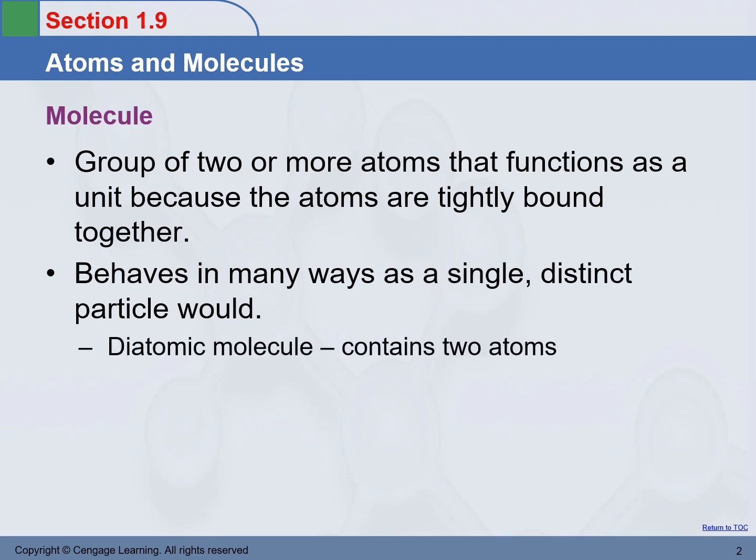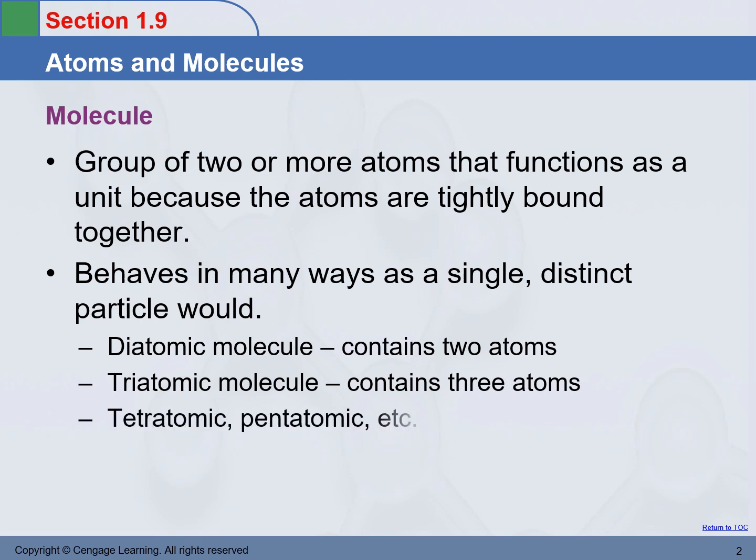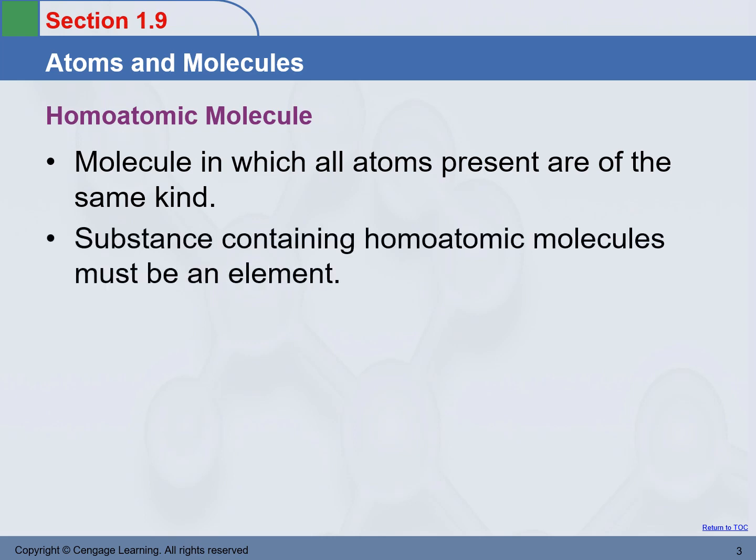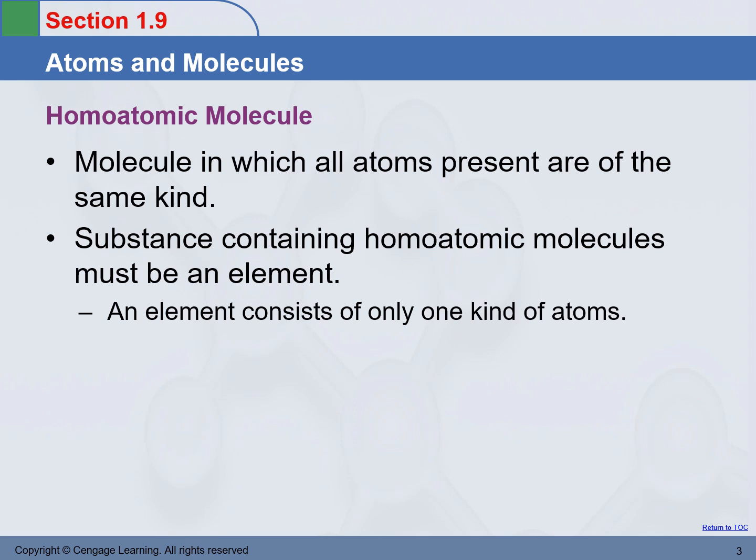If there are two atoms in the molecule, it is classified as a diatomic molecule. If there are three, it's called a triatomic molecule. And we have tetra-, pentatomic, etc. If there is only one kind of atom in the molecule, that molecule is called a homoatomic molecule. A substance containing homoatomic molecules must be an element, or we can say an element consists of only one kind of atom.